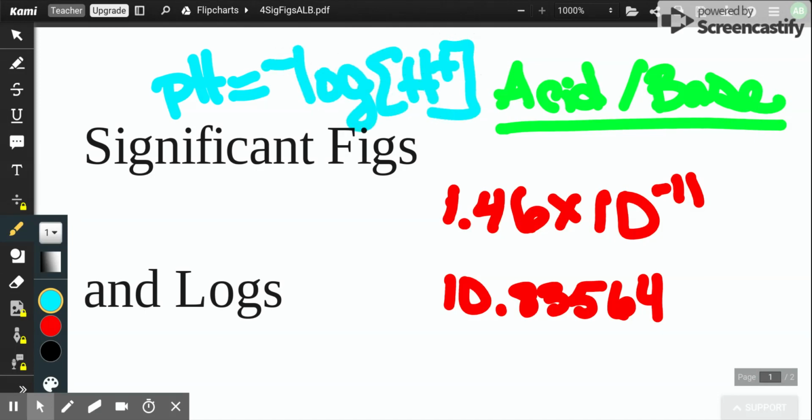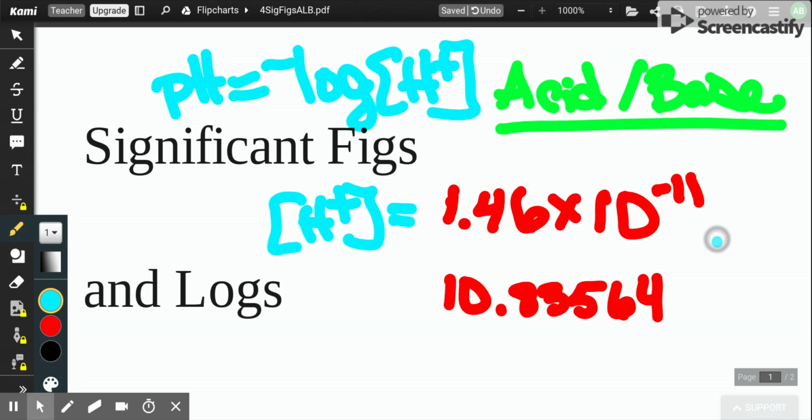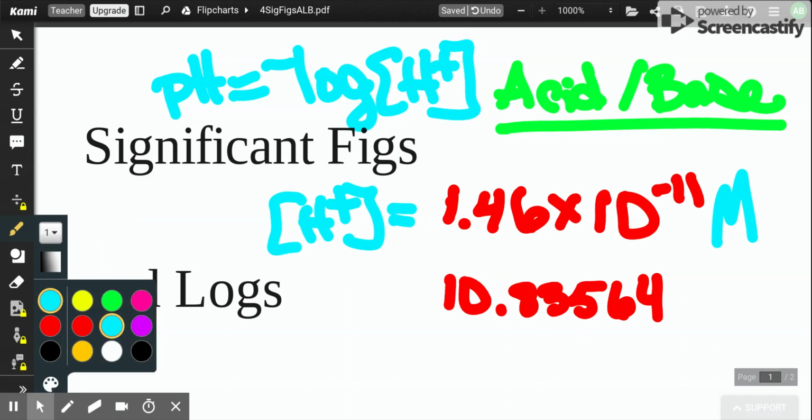So what I've done here is I've given you a concentration of H plus down here. The concentration of H plus is 1.46 times 10 to the minus 11 molar. There you go. What you're going to need to do with this for sig figs, I find it more helpful to know the math behind it. The math behind identifying sig figs with logs is that this number, 1.46 times 10 to the minus 11, can be broken down into a couple different parts.